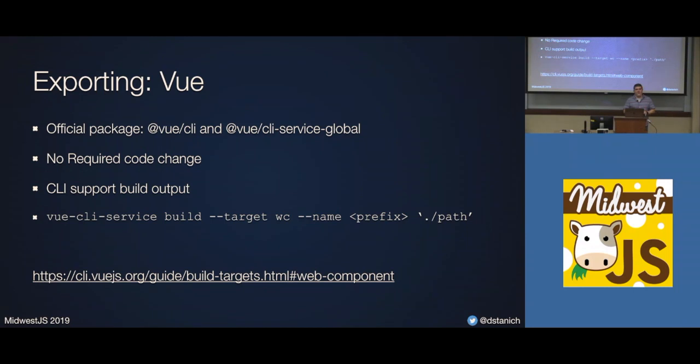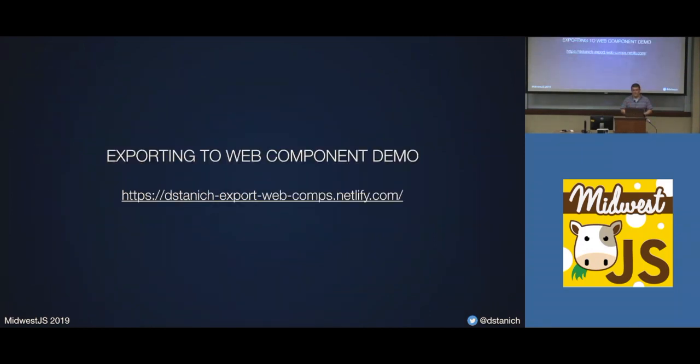For Vue, I feel bad not talking a lot about Vue in this presentation because it's natively supported by Vue. It's simple. You just give it a flag in a build CLI here. I just say target WC, and then I give it a prefix, and then it exports everything to Web Component. Even gives me a demo page of what I just exported, and here's how it looks. So Vue is, I would say, ready for production for this scenario.